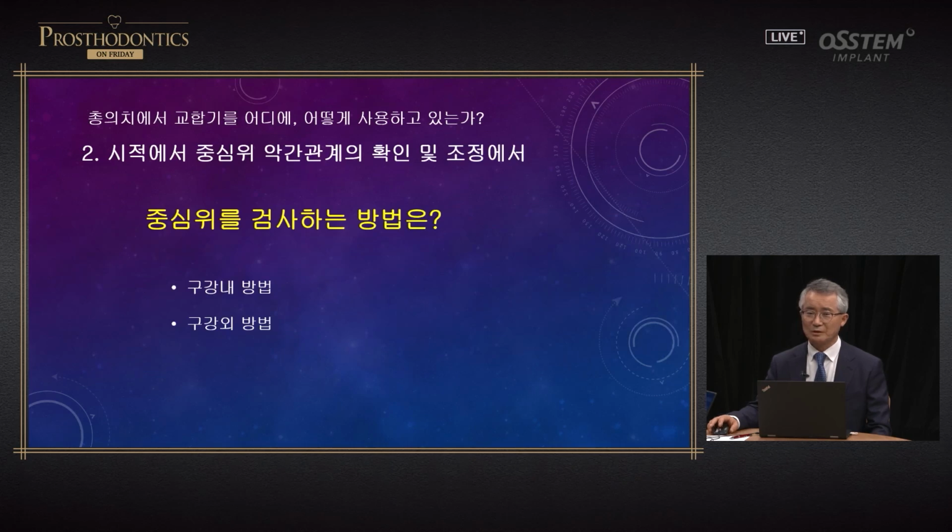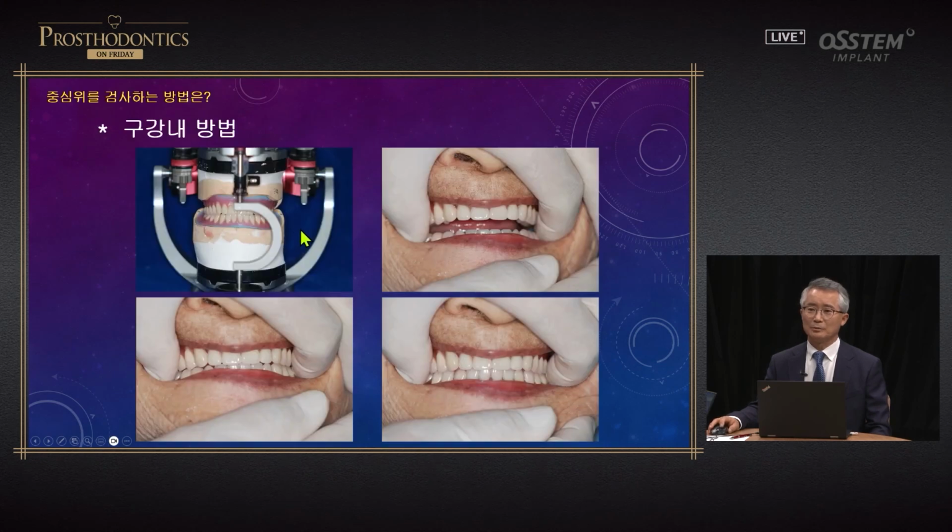Next, what is important is to check the interarch relations and CR. You need to do verification, and if done wrong, you need to make adjustment. And using articulators is a very good way. There's intraoral and extraoral method. This is intraoral method. The denture is placed intraorally, and there's a touch and slide method.